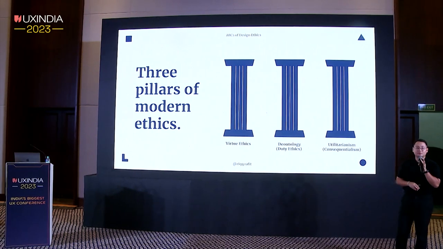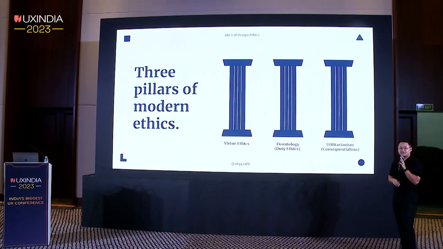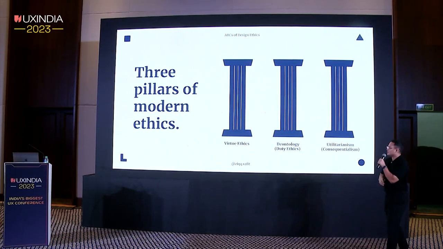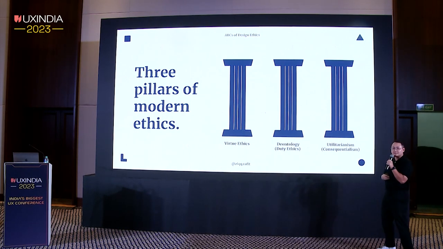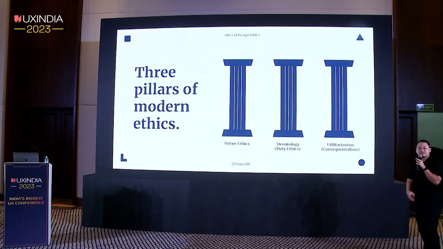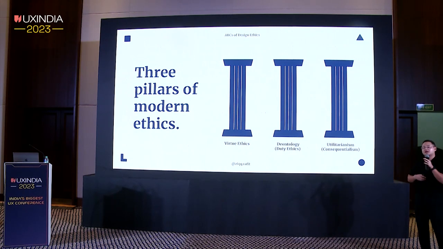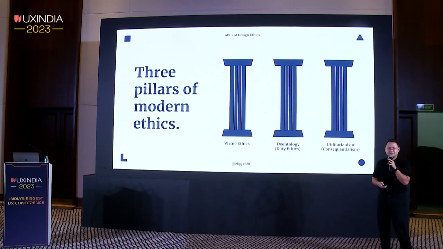So usually when we talk about modern ethics, it's summarized in three pillars. The first one is virtue ethics. It's all about values, value systems. Deontology or duty ethics talks about responsibility, our duty as designers. And utilitarianism is about consequentialism, a little bit more about consequences, yeah?